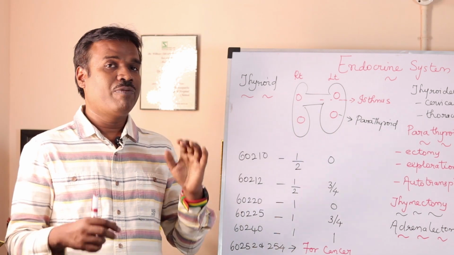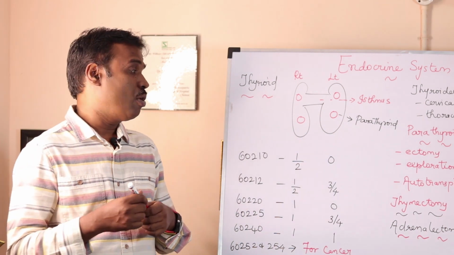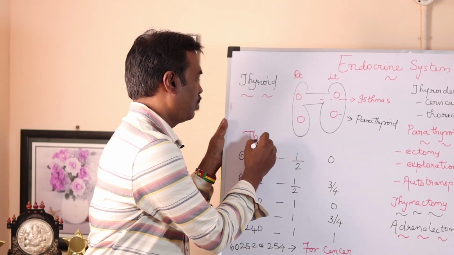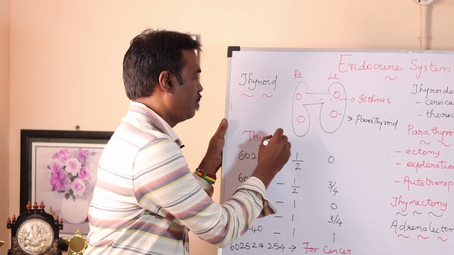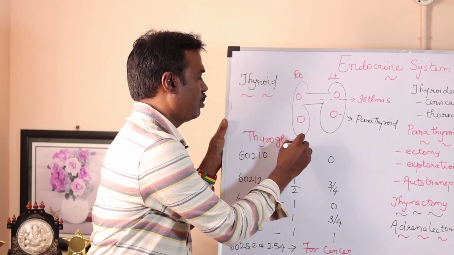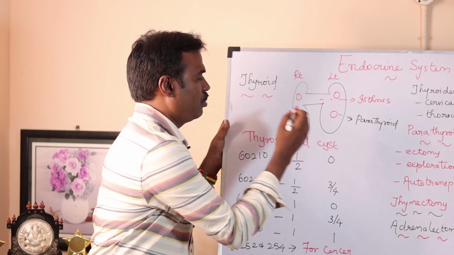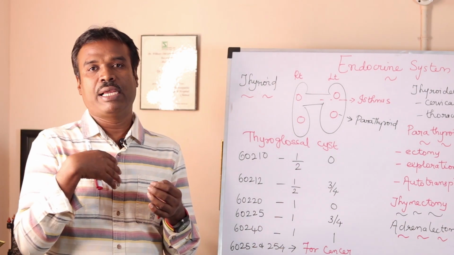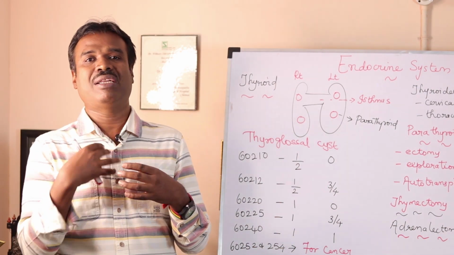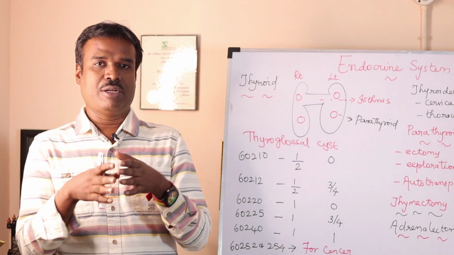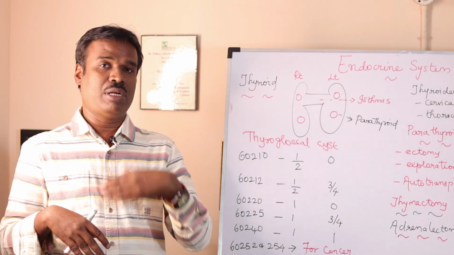So here what we are going to see is about the thyroglossal duct. In the embryonic life, there is a connection between the thyroid and the tongue. So this stays as a midline formation of a duct. So this is called a thyroglossal duct.